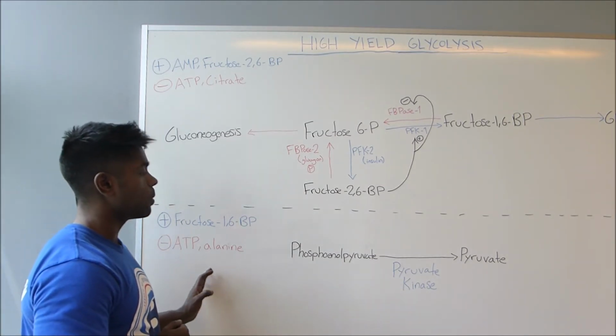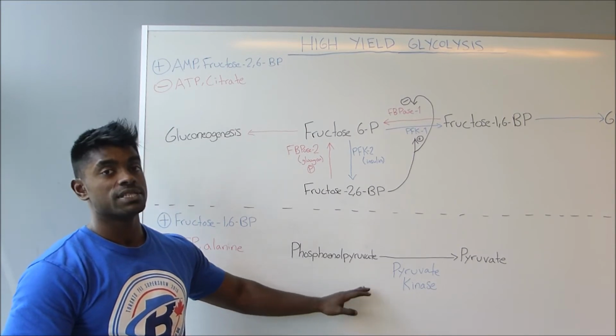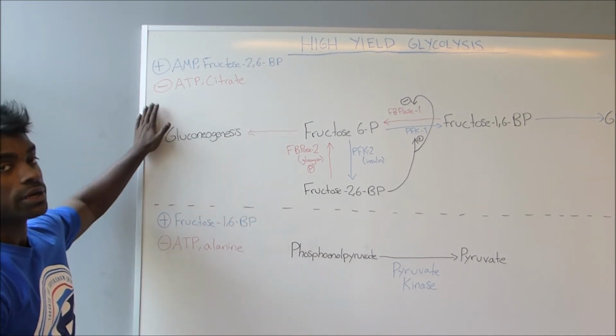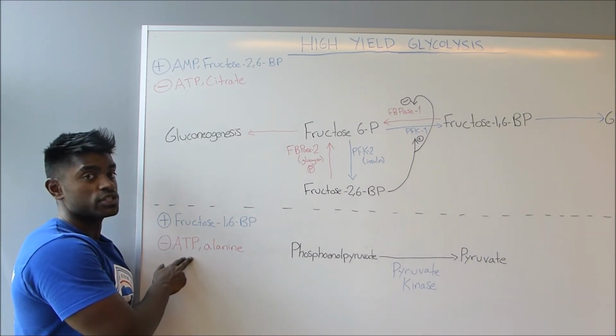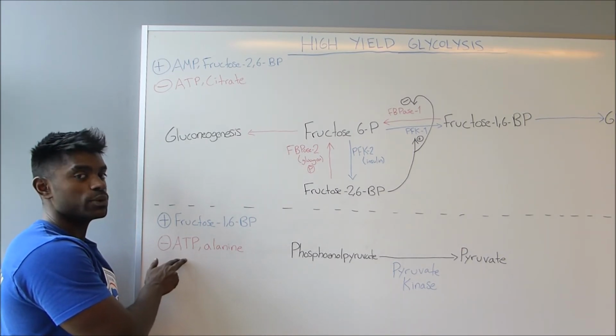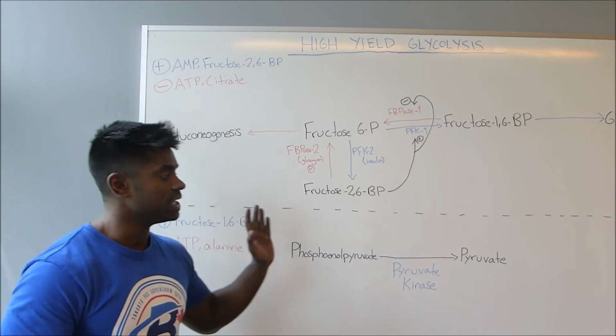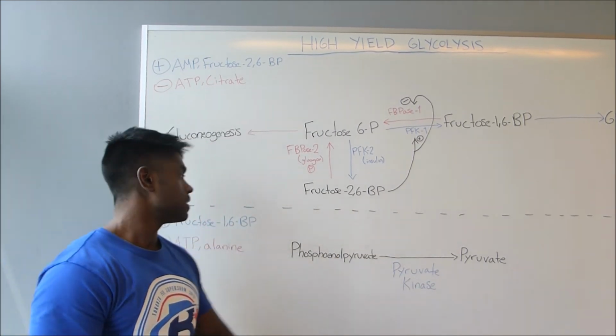Now the next thing we have to know about pyruvate kinase is a similar concept to what we talked about here: it's going to be inhibited by ATP, because remember, this represents high energy within the cell. Therefore, there's no need to be producing more ATP.